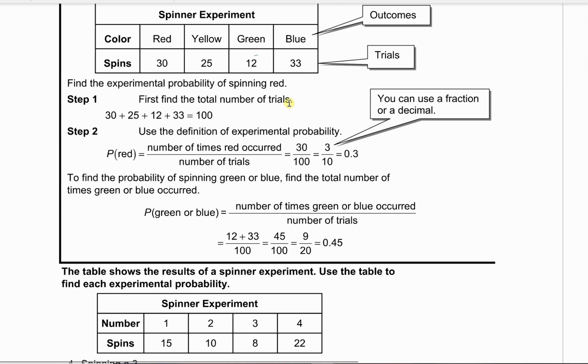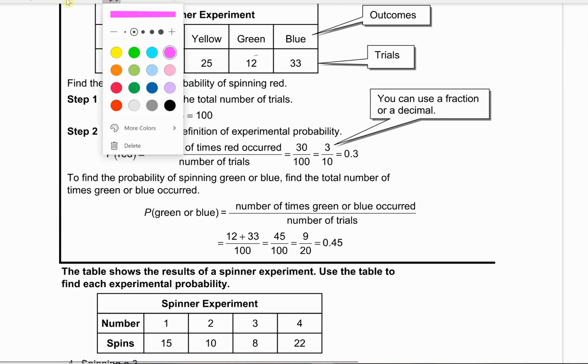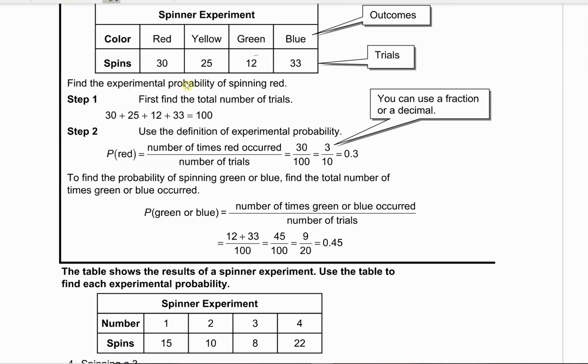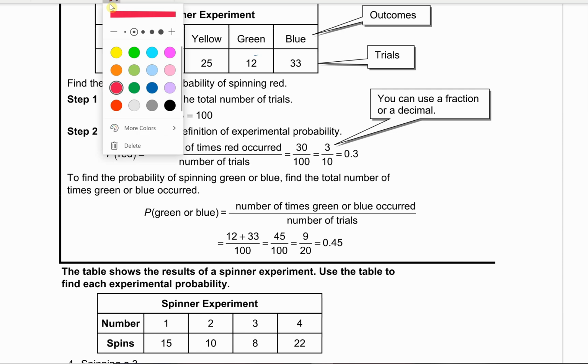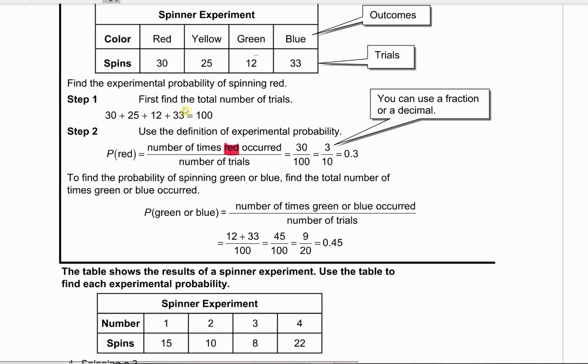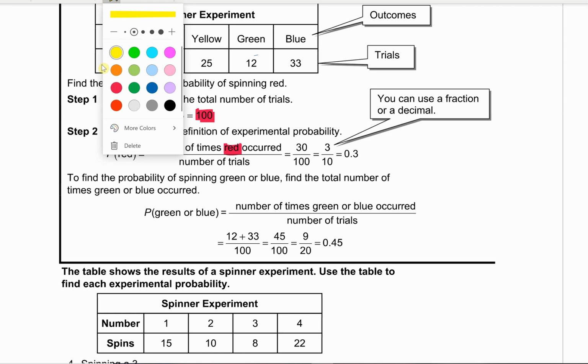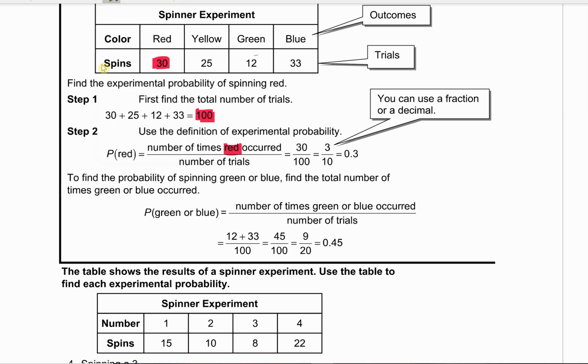So what would be the probability that we spin red? The probability of red is 30 out of 100, or 0.3. Probability of yellow would be 25 out of 100. The probability of spinning green or blue, add them up. 12 plus 33 is 45 out of 100. That's 45%.